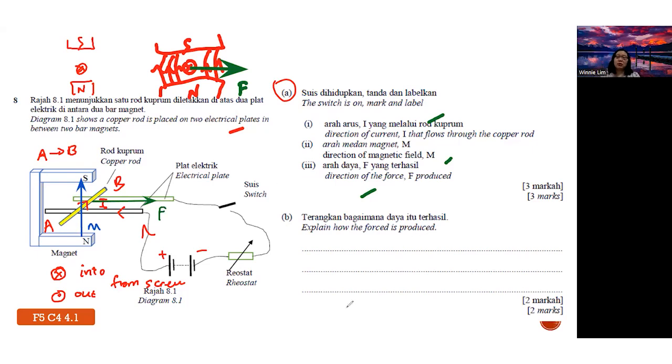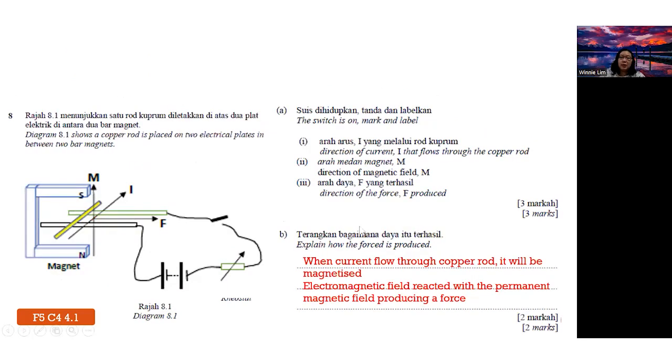So basically, how is this force produced? Like I mentioned, when the current flows through this rod, an electromagnetic field is produced. This electromagnetic field, the circular field, interacts with the magnetic field of the permanent magnet and causes a resultant force. This is how it works, or it causes a catapult field after you combine. So this is the way you explain: when current flows through the copper rod, it will be magnetized, and the electromagnetic field reacts with the permanent magnetic field, producing a force.